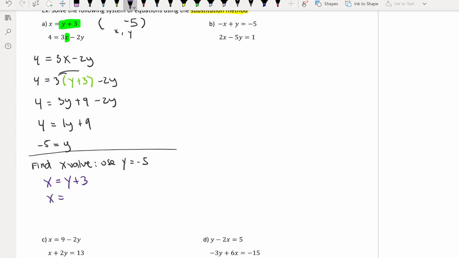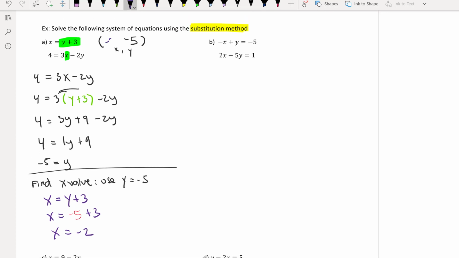So x is equal to, and that y value that we have is a -5 plus 3. So -5 plus 3 is a -2. So now I have my x value as a -2. So my solution is going to be -2, -5. The x value is -2, my y value is -5, and I have to make sure that I write that as an ordered pair.